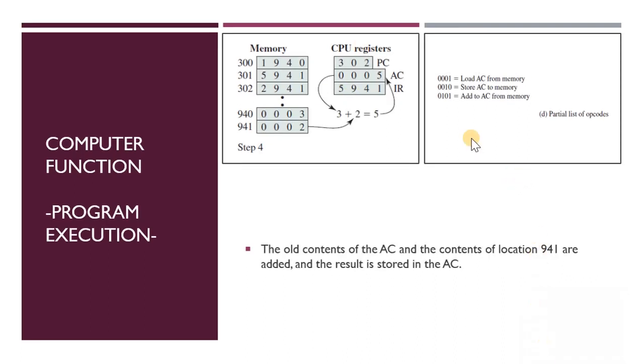In step 4, the processor will look into the IR, the instruction register. Inside the instruction register, it contains 5941. So 5 means the opcode and 941 is the address. So 5 here reflects the 0101 in binary form. So 0101, the instruction is to add to the accumulator from the memory.